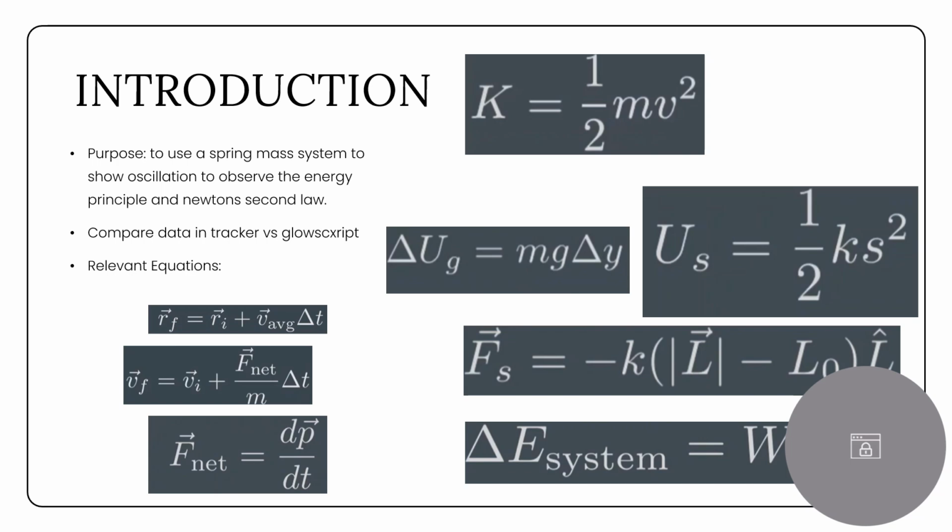And here are the relevant equations. As you can see, we have change in gravitational potential energy, change in the energy of a spring system with the force of a spring system. You have the change in kinetic energy, F net equation, velocity final equation, and change in position equation, as well as an equation showing how the change in the energy of a system equals work.